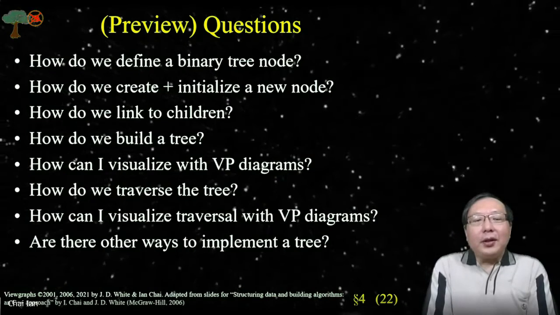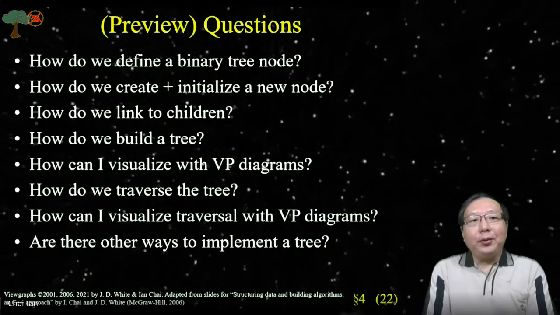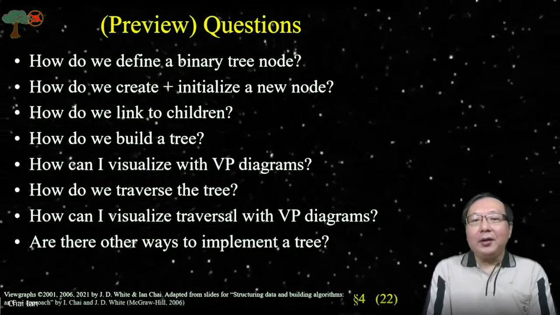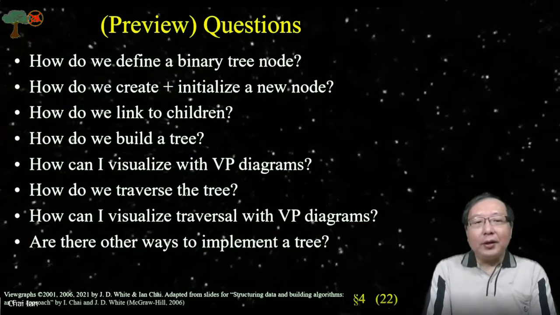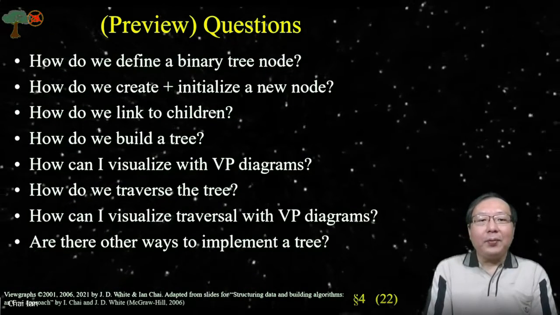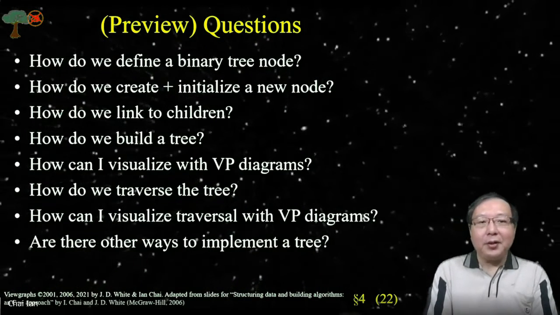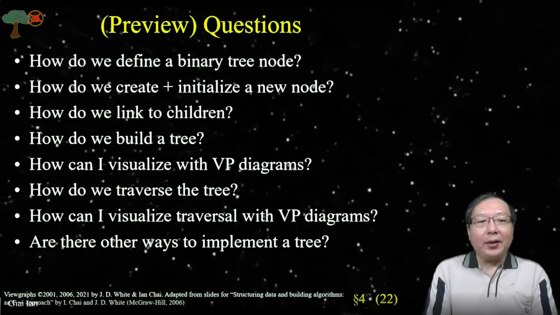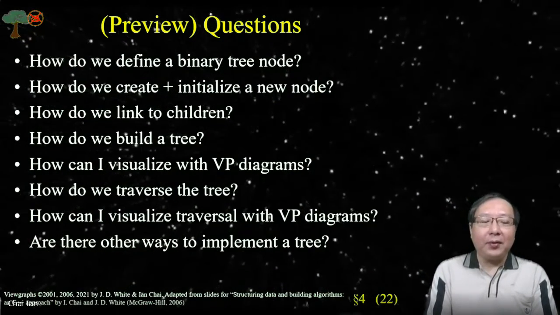Okay, so here are the preview questions. How do we define a binary tree node? How do we create and initialize a new node? How do we link to the children? How do we build a tree? And how can I visualize the tree that we built using BP diagrams? How do we traverse the tree? And how can I visualize traversing the tree with BP diagrams?